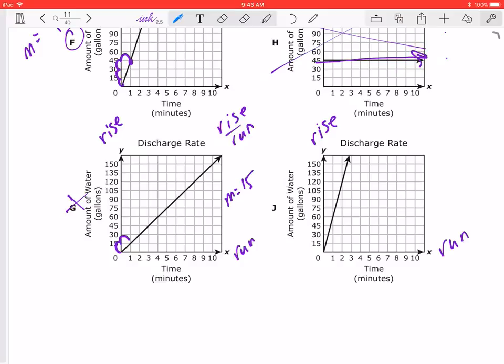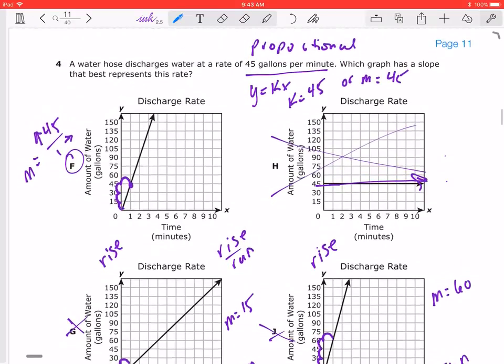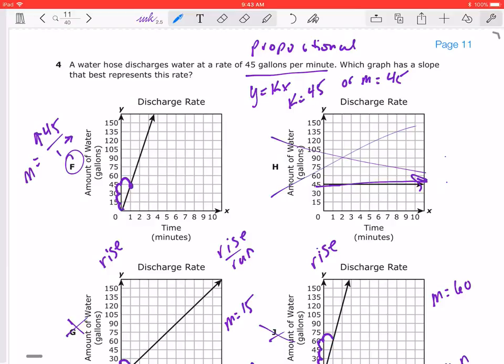And this one here, let me also point out, I'm looking for 2 perfect points. So I have a perfect point there at the origin, and then I have another perfect point there. So I'm going to go 15, 30, 45, 60, and then I'm going to run 1. So this one has a slope of 60. So again, that one won't work. So the only possible answer choice is F. So that, again, is our answer.